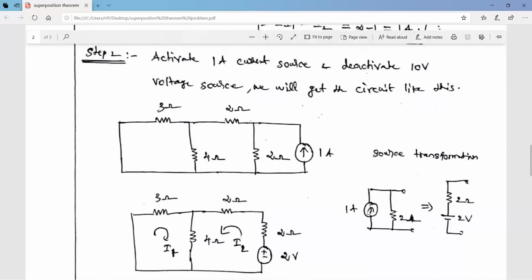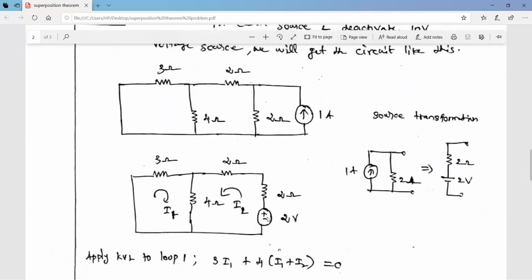What is the source transformation technique? Any current source in parallel with a resistance can be converted into a voltage source in series with the same resistance. The value of the voltage source is the multiplication of the current and the resistor. So this 1 amp current in parallel with the 2 ohm resistor may be converted into a voltage source of 2 into 1, so a 2 volt battery in series with the 2 ohm resistor. You may replace these two components by a voltage source in series with this resistor, so the diagram is converted into this.